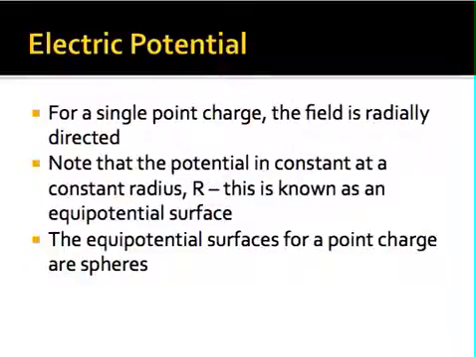What's maybe not intuitively obvious, and this is the case not just for a single point charge, but for electromagnetic fields in general, is that the equipotential surfaces are always the surfaces perpendicular to the direction of the field lines. So clearly if the field lines are radial, then the equipotential surfaces would be spherical.